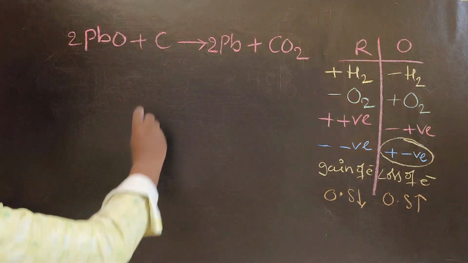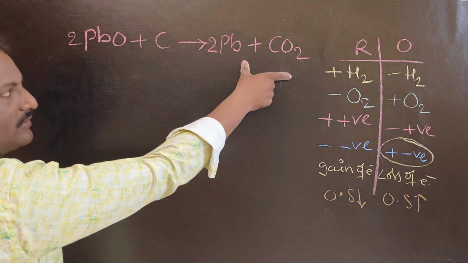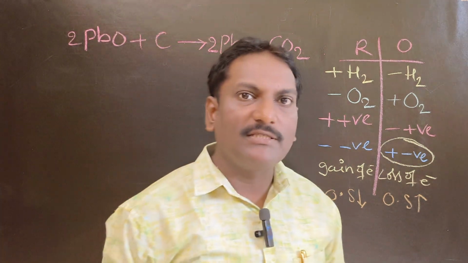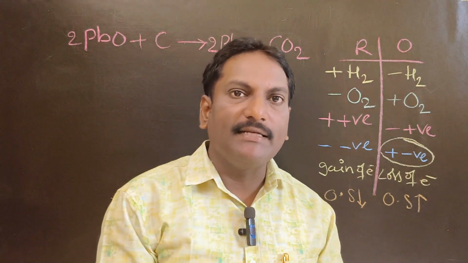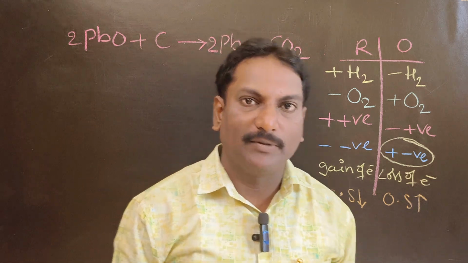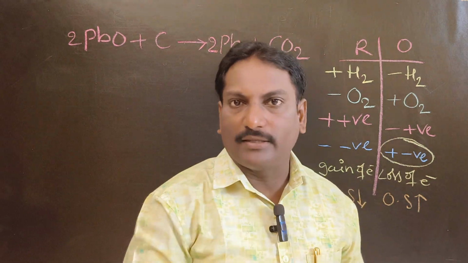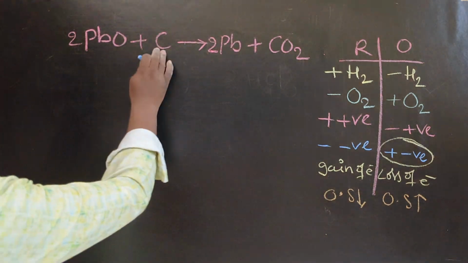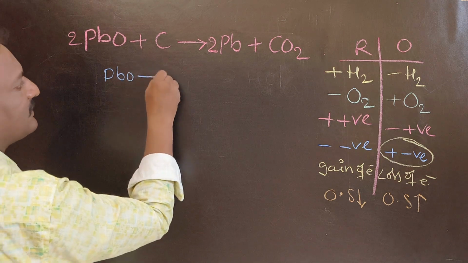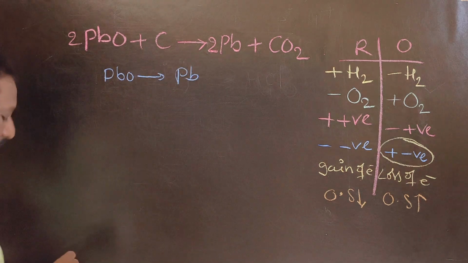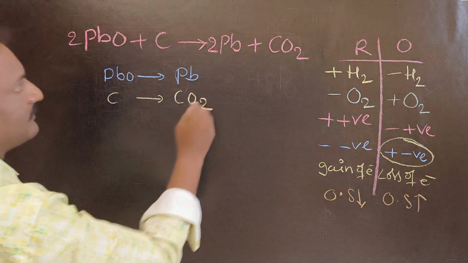Get ready. Here, let us compare these with these. So while identifying the oxidation and reduction in the given reaction, we need to compare the reactants with products. Then only we will get a clear picture. These are the reactants, these are the products. Lead oxide is converted into lead. Carbon is converted into carbon dioxide.